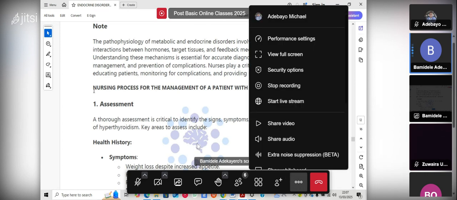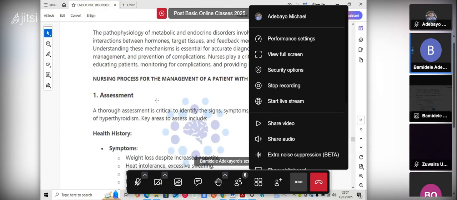This is just like a summary, a very quick recap. So I've done a nursing process for a patient with hyperthyroidism. When we're asked in an exam, a 50-year-old man or woman, whatever the case may be, has presented to you with a history of hyperthyroidism, do a nursing process for the patient.